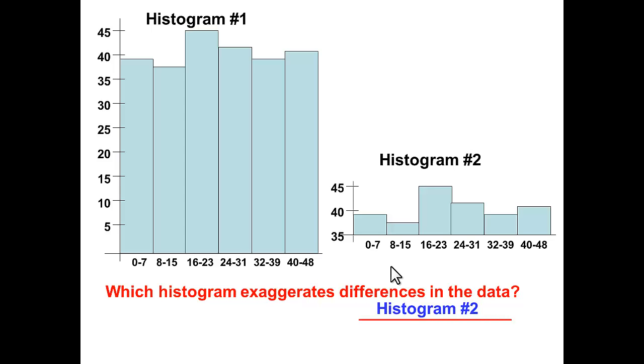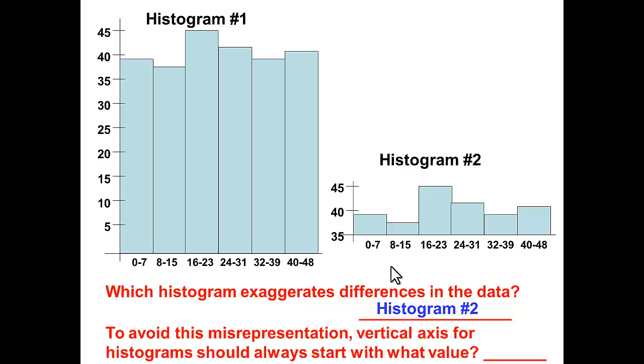To avoid this misrepresentation, the vertical axis for the histogram should always start with what value? Since histogram 2 exaggerates the differences between the groups, you should always start with 0.